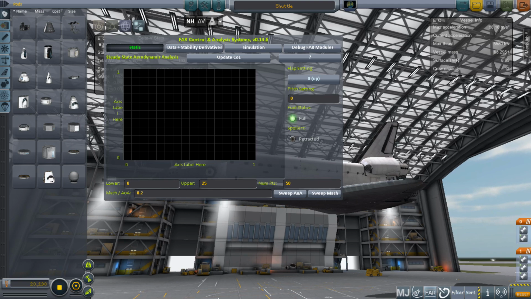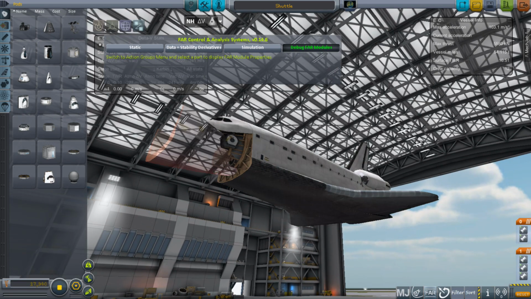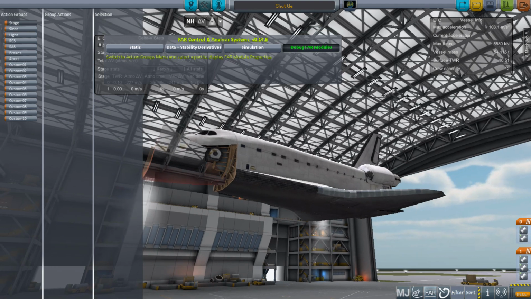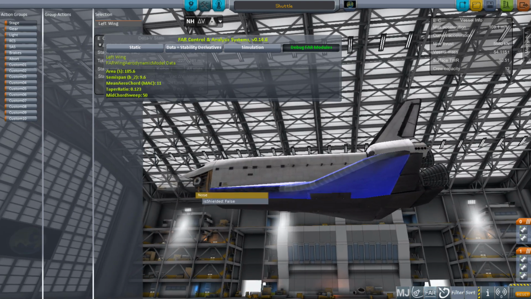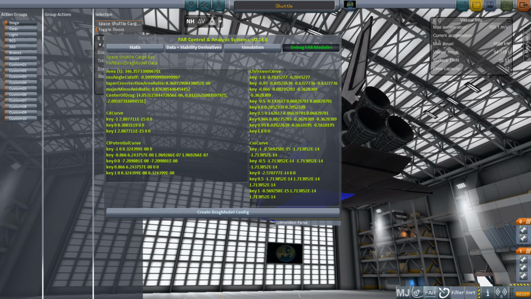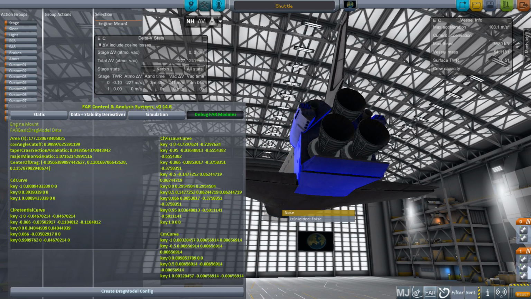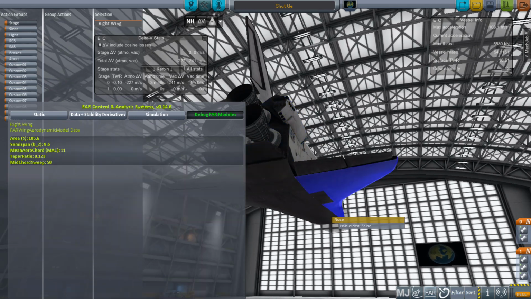Then all of those numbers can be validated by using the FAR debug menu. You pull up FAR, you go on the far right here for the button for the debug FAR values. Make sure you switch it into the mode where you can change action groups. And at that point, when you click on different parts, it will bring up all of the values and all of the curves that are being used in order to represent those wings within FAR.